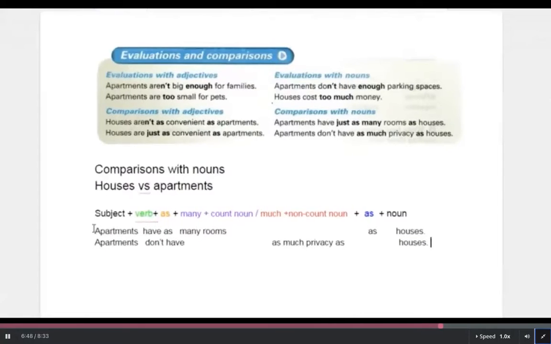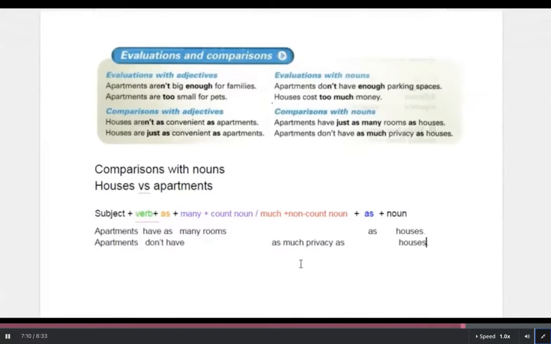In our first example, we're saying that they are pretty much the same, so they're quite similar. In our second example, we are saying that there's a difference between houses and apartments, and that is that apartments don't have as much privacy as houses. And then again, you can make many different comparisons between houses and apartments.